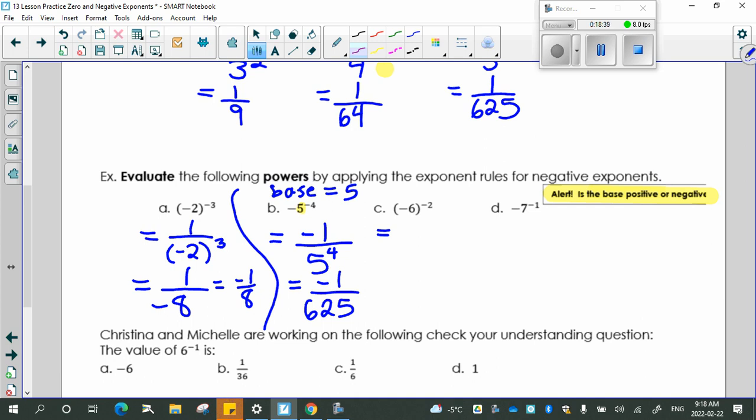Okay, what's the base for C? Base? -6, it's got brackets. So our first step is going to be 1 over bracket -6 to the power of 2. Which is 1 over, and then you do -6 times -6, which is, Ethan? 36. What's the base for D?